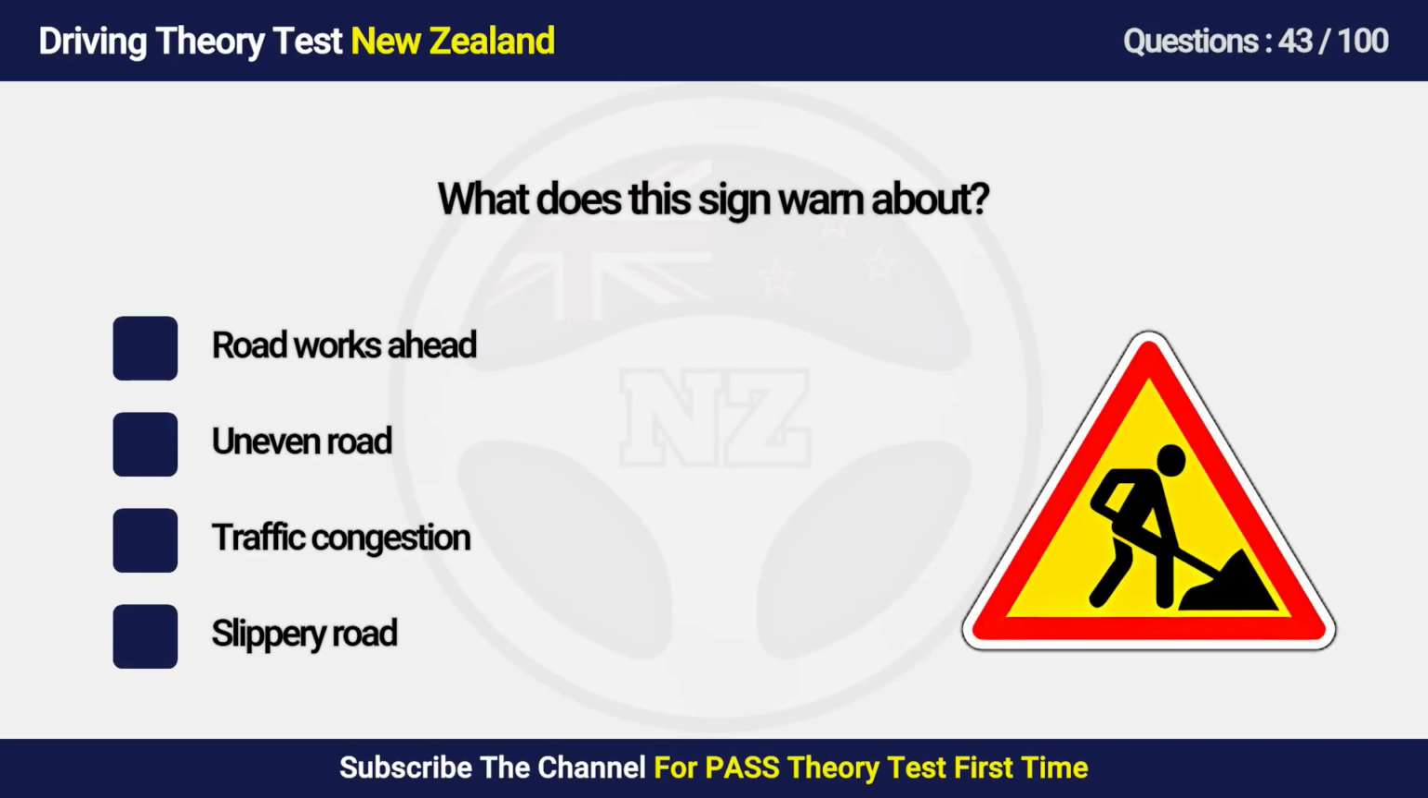A. Road works ahead. B. Uneven road. C. Traffic congestion. D. Slippery road.